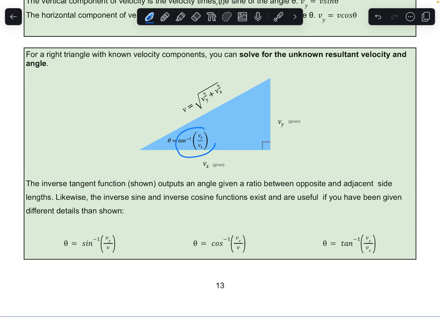This one's called the inverse tangent function. Just remember, the tangent of an angle is the opposite side length over the adjacent side length. The inverse function takes in that ratio of two side lengths and spits out an angle. Likewise, there are inverse trig ratios for inverse sine and inverse cosine, both of which will output the angle. Depending on which two sides of the triangle you have, you will use one of those three functions.